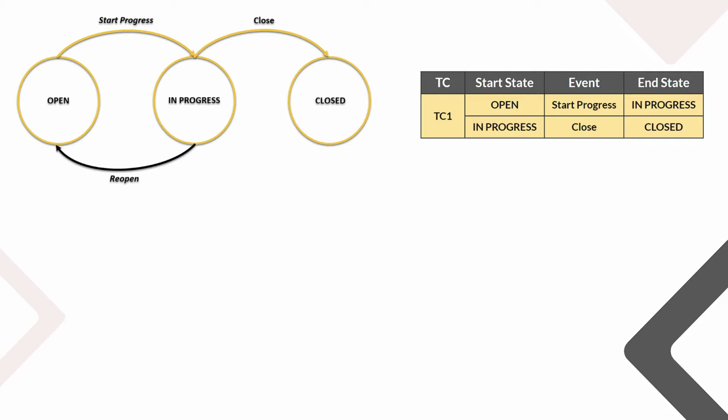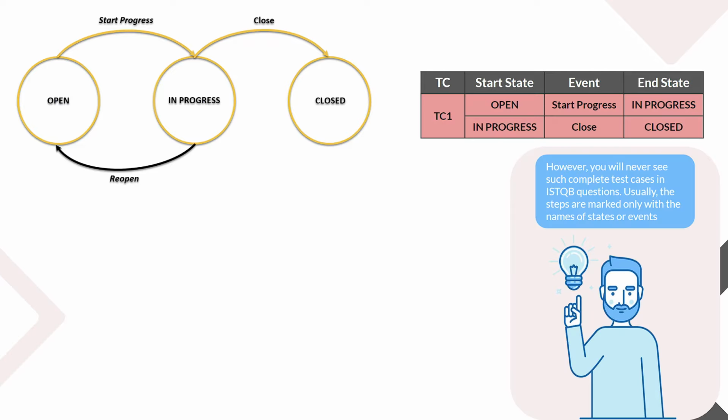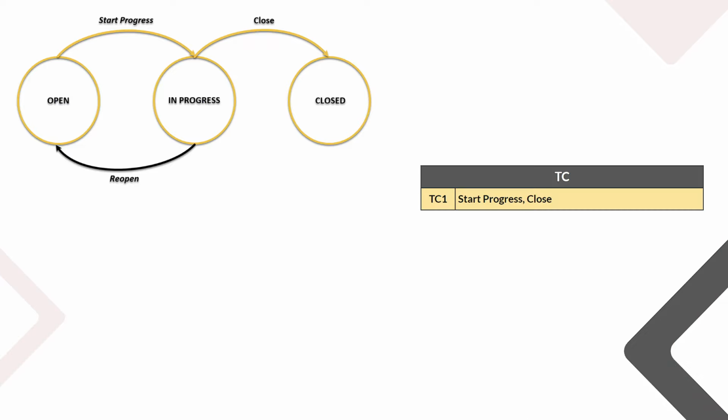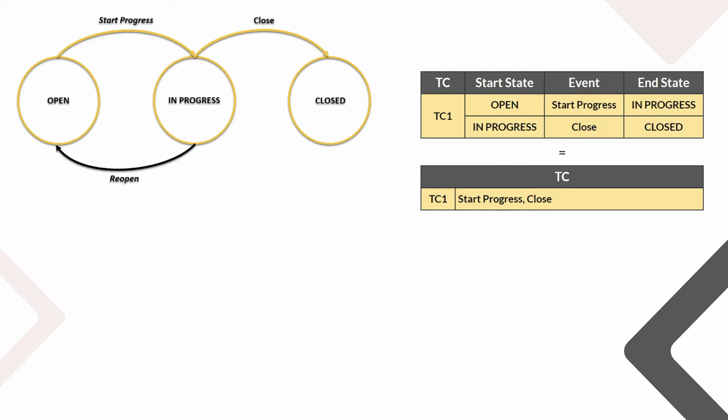However, you will never see such complete test cases in ISTQB questions. Usually, the steps are marked only with the names of states and events. Mostly, the steps of the test cases are the names of the events. For example, start progress, close. This may confuse you, and you may think that this test only covers events. In fact, this is the same test that we just considered, which covers three states and two events, just written in a simplified manner.